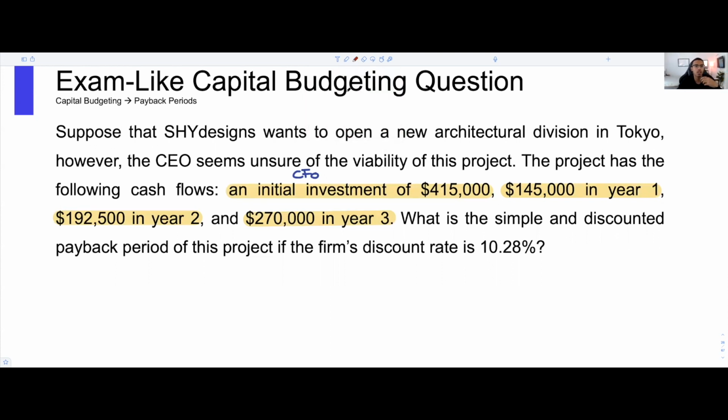What is the purpose of this question? In this question, they want you to solve for the simple and discounted payback period of the project. All right. And we're going to assume that the discount rate, so the opportunity cost, the required rate of return of the firm of Shy Designs, is equal to 10.28%.